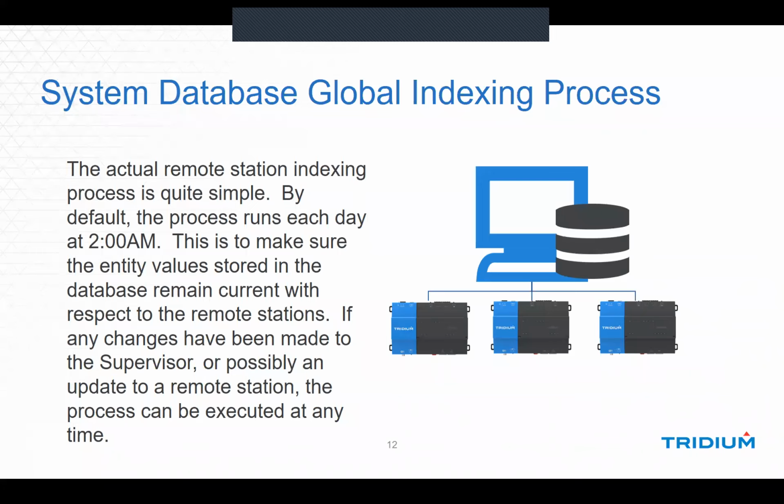The global indexer is the workhorse of the system database service. Depending on the number and size of the remote stations, it could take several minutes to complete. Therefore, it is set to execute at 2 a.m. when activity is typically low. Now, there will be occasions where you may have made a change to a remote station or you're integrating a new remote station. In those situations, if needed, the indexer can be triggered manually to pick up the new items.